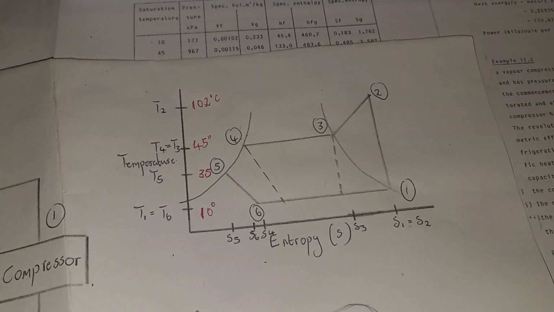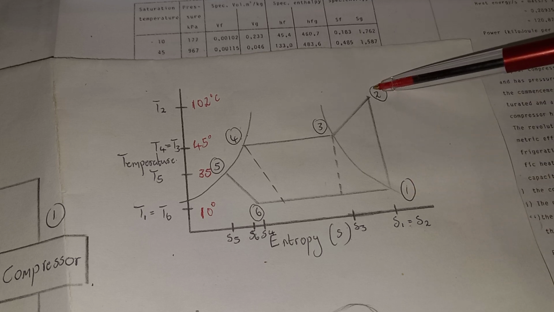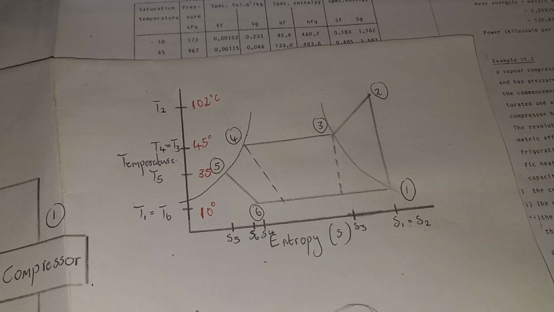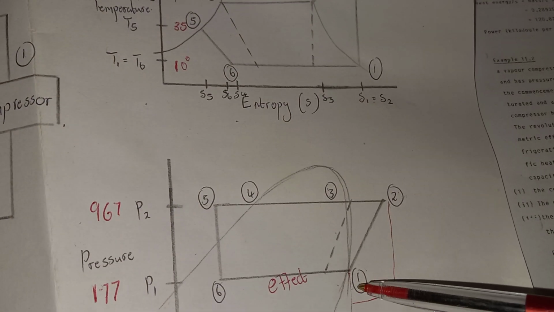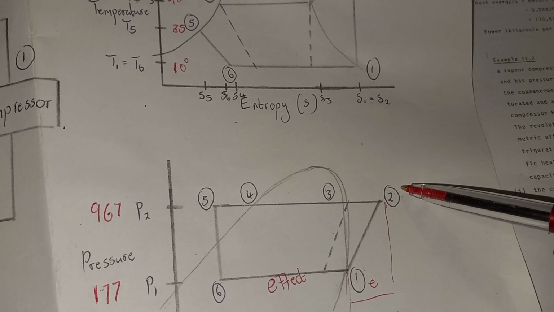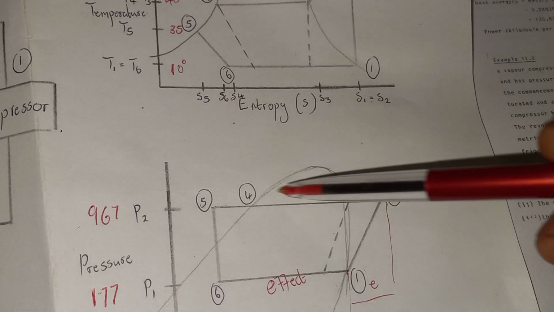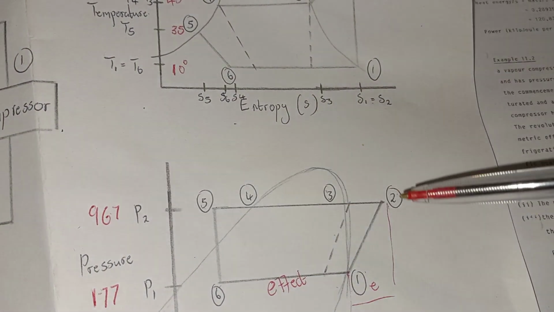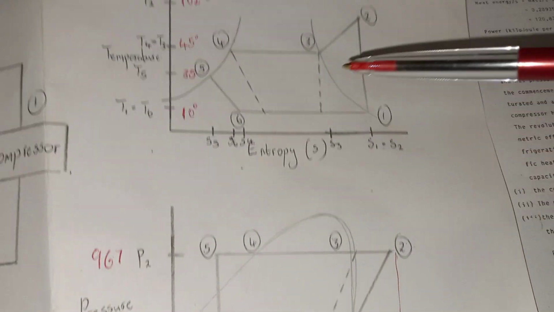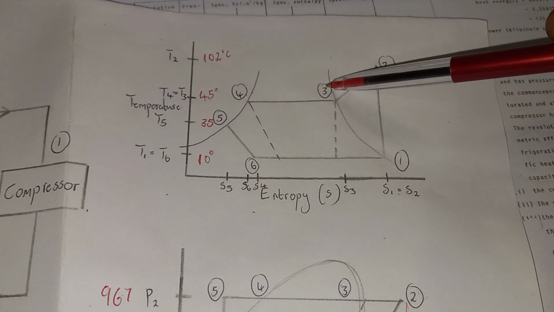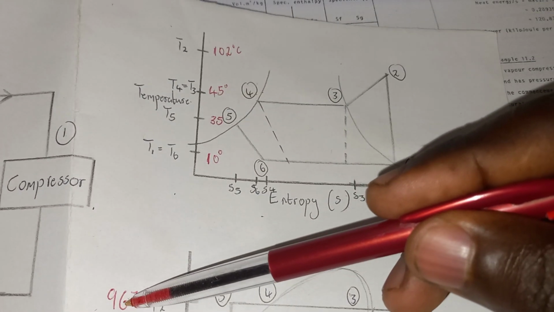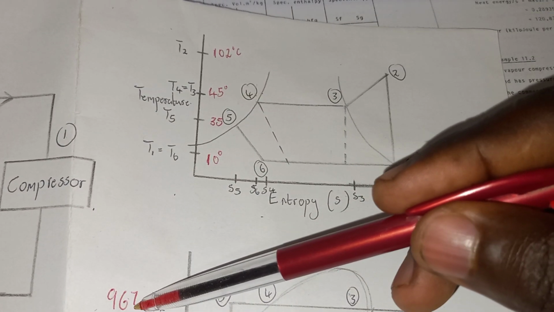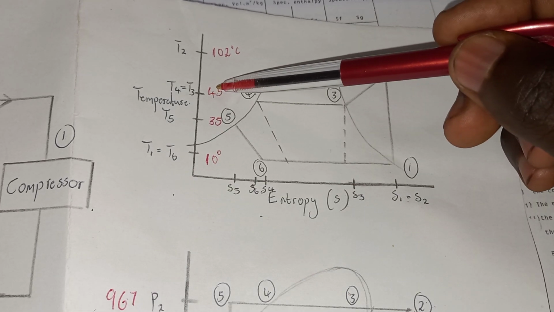So that means this one is our 45 degrees Celsius, from pressure number 1 to pressure number 2. Remember we said from this point to this one is the compression, which is the external energy that we added. And then from here we move at a constant pressure from 3, 4, 5. So that's why at 3 and 4 the pressure here is still at 967, which is 45 degrees.